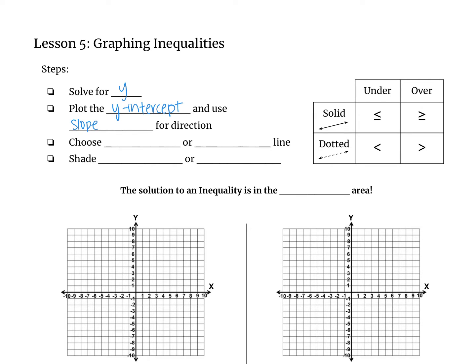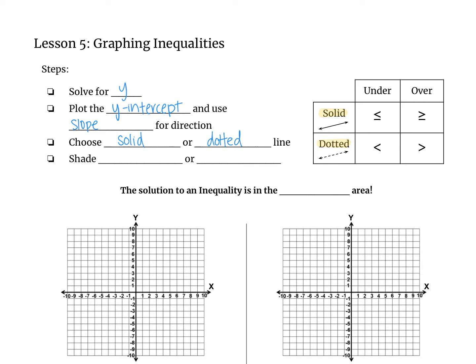Once we've found the y-intercept and we know which direction we're moving, we then have to choose what type of line. That's something that's different here with graphing inequalities: sometimes we're going to have a solid line and sometimes we're going to have a dotted line. So we have to choose between the solid and dotted line. If you look to the right here, I have a table that shows us when we're going to use a solid line, when we're going to use a dotted line.